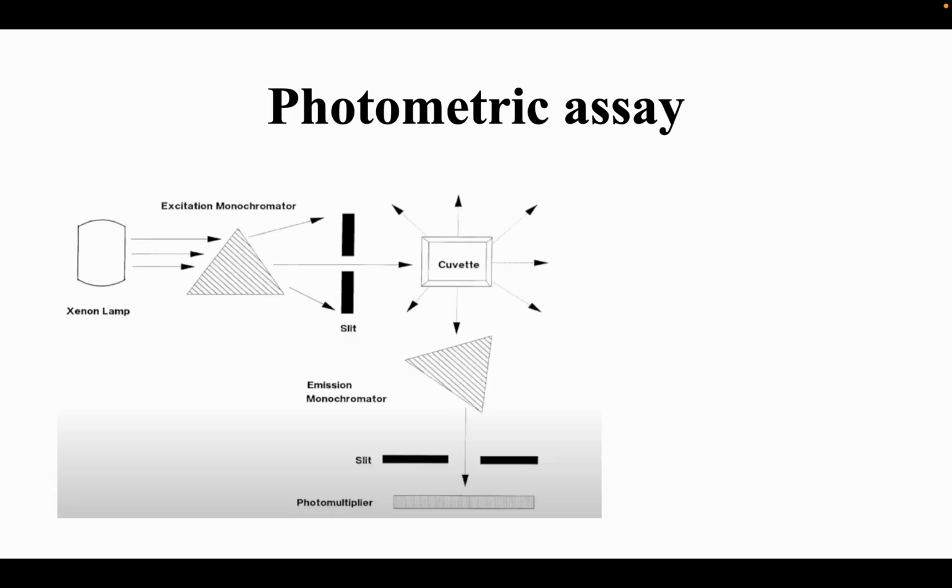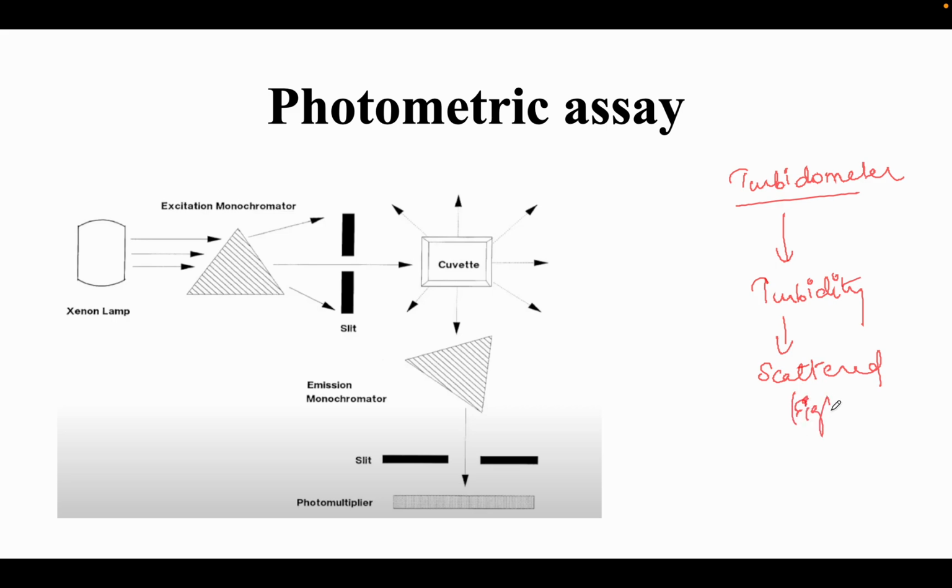Apart from the photometric assay, we also have the turbidometric assay. So instead of measuring absorbance, in a turbidometer we measure the turbidity. So what is this turbidity? It measures the scattering property, the scattered light. In fluorescence we measure the emitted light; in the turbidometer we measure the scattered light.